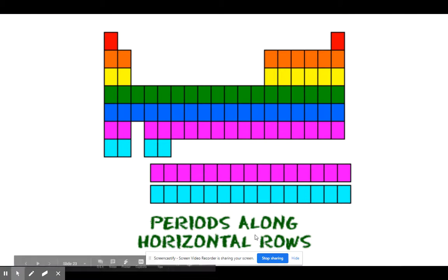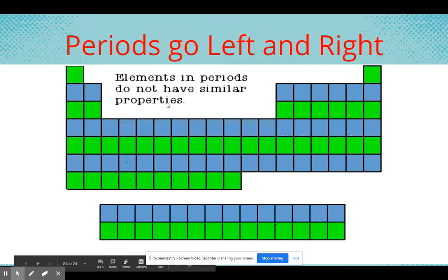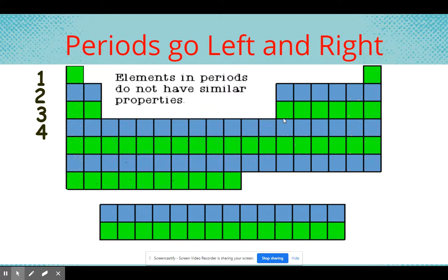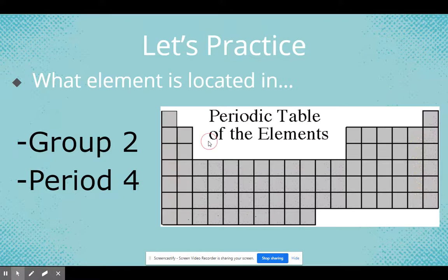Periods are horizontal rows, horizontal. Elements in these periods don't have similar properties. They do have the same number of orbitals or electron shells. So everything in the second period has 2 orbitals. Everything in the third period has 3 orbitals or 3 shells. And they just get numbered, 1, 2, 3, 4, 5, 6, 7. We call those the principal quantum numbers. So if you want to get into some vocabulary, there's some big vocabulary for you, quantum numbers.